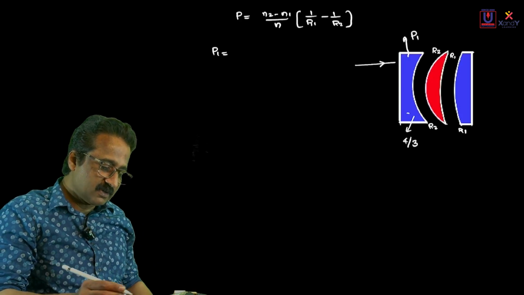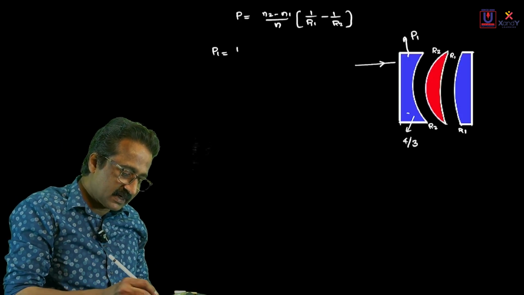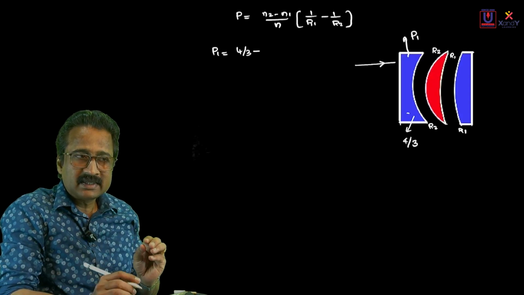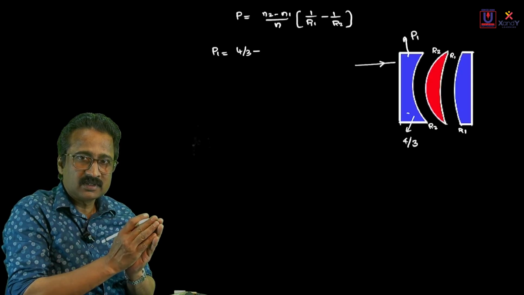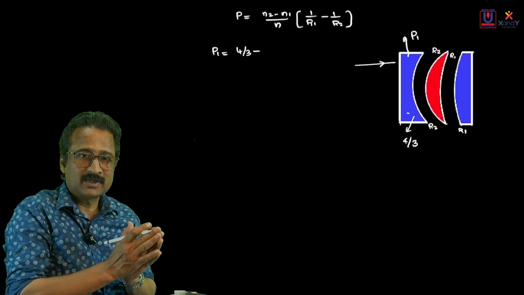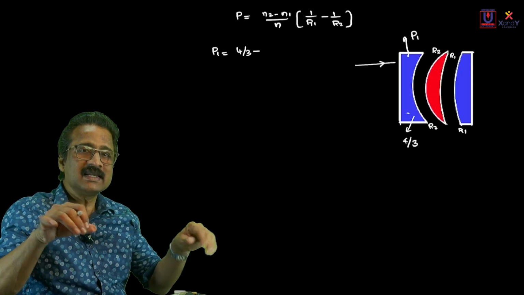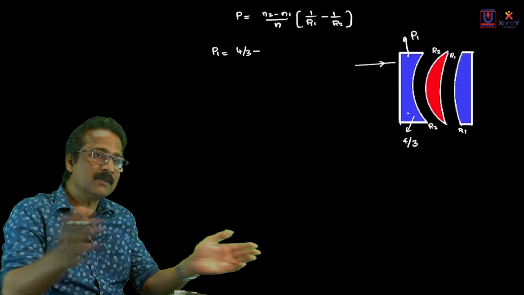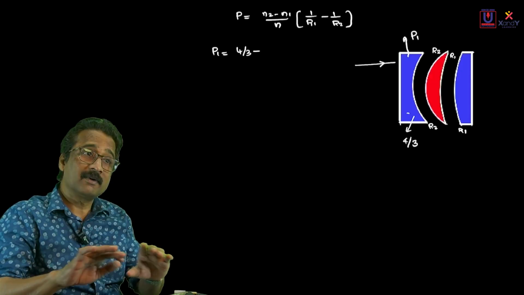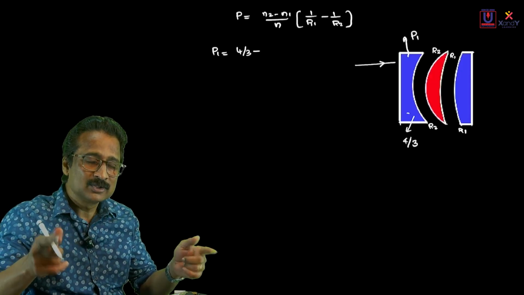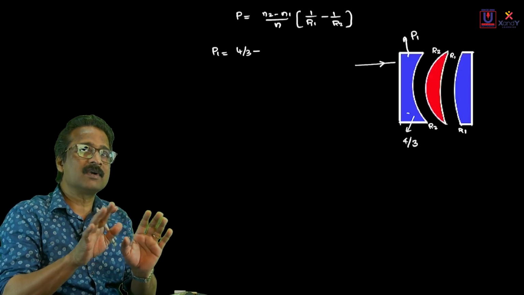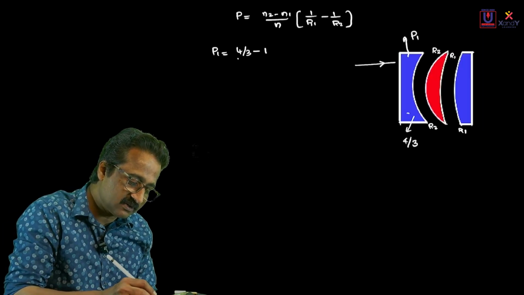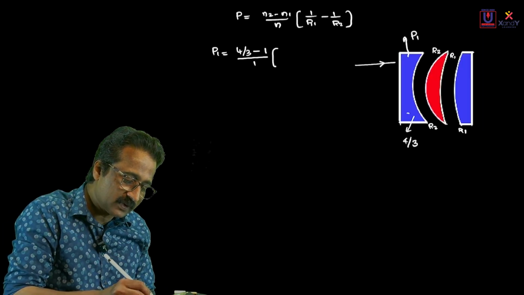Now the first lens I consider, P1. Power of the first lens P1 is equal to N2 minus N1, N2 is 4 by 3, minus N1. I remind you that every lens is supposed to be surrounded by air. So you have to find the focal length of each lens in air, or power of each lens in air. Then you add all the powers to get the total power of the combination in air. So every lens is supposed to be surrounded by air. Remember that.